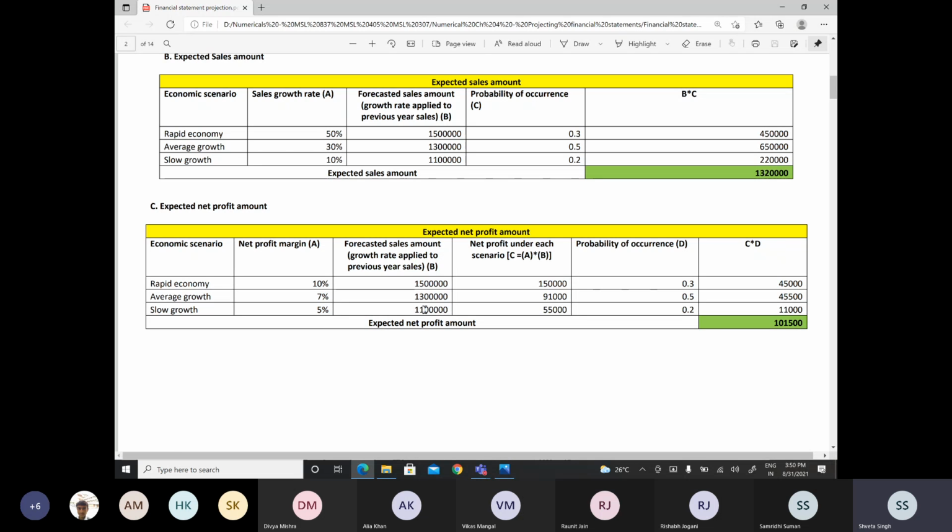And at the slow growth, we have 5% net profit margin. And then we have the forecasted sales amount at 1.1 million. So this gives us the net profit of 55,000, which when multiplied with the probability of occurrence of 0.2 gives us $11,000. Okay. So the total net profit amount that is expected is $101,500. This is how to calculate it.